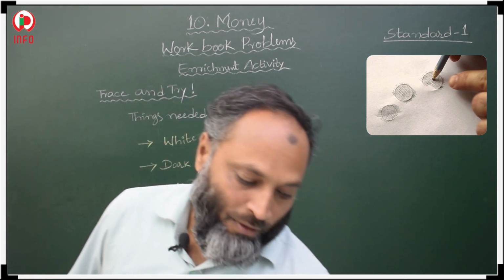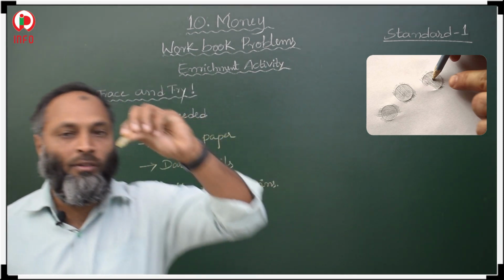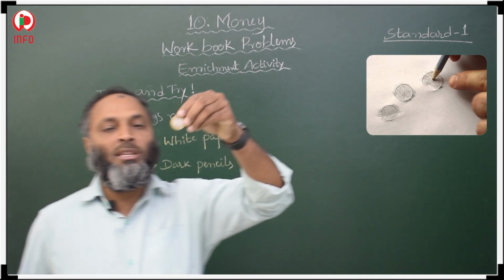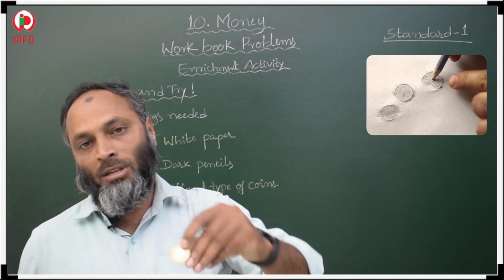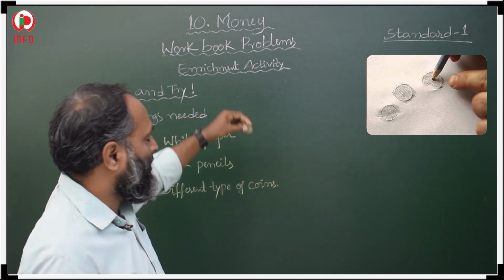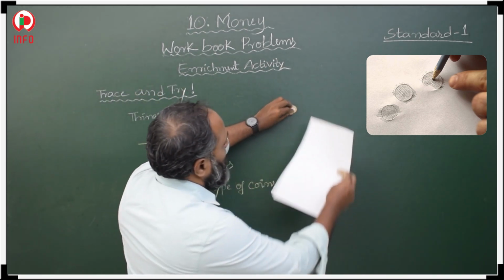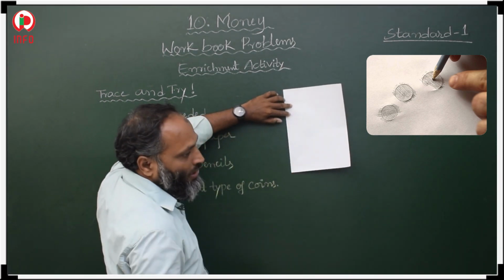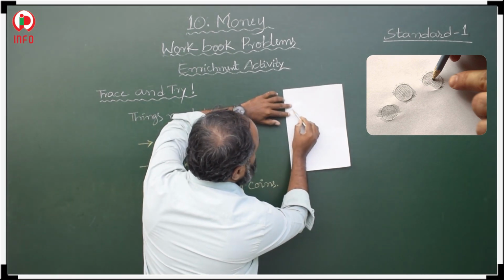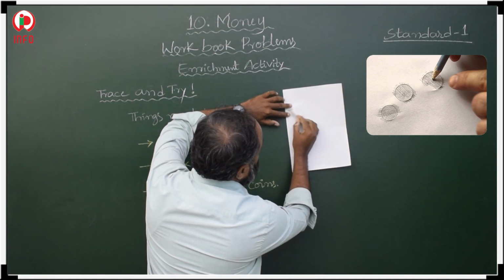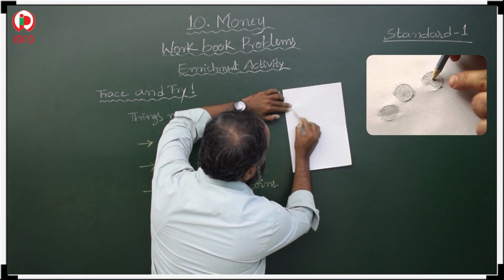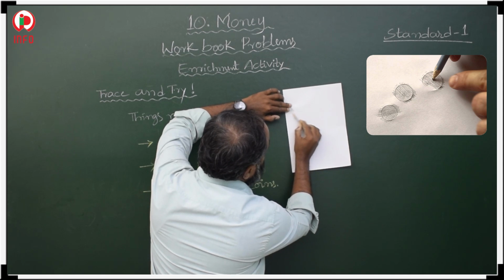Then after that, what do we have to do? Take any one coin. Here I am taking a 10 rupee coin. Keep this 10 rupee coin on the table, and keep the white paper on the coin. Then lightly trace this coin, like this, slightly.